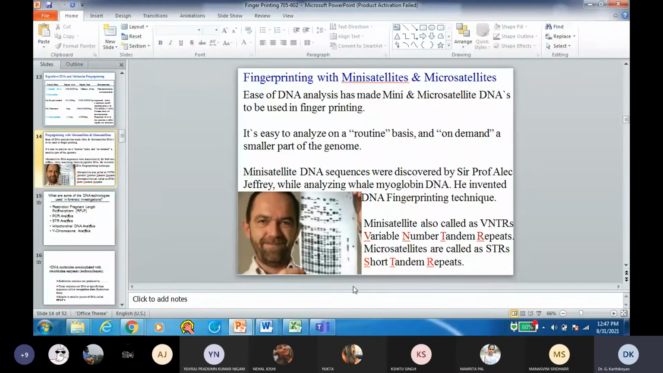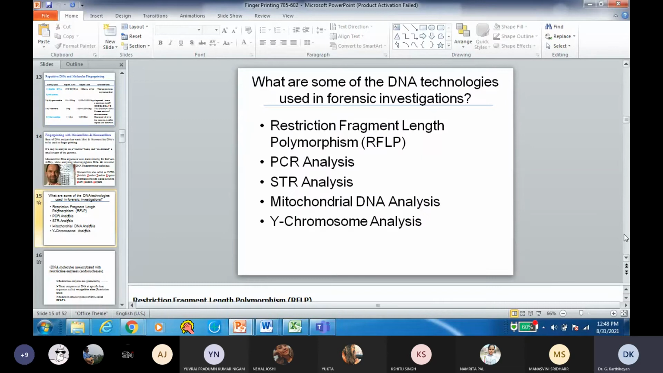Okay, so that's the biggest change that has happened. Some of the DNA technologies that are used in DNA fingerprinting or forensic investigations are RFLP, PCR analysis, STR analysis, and mitochondrial and Y chromosome analysis. For today's class, we look at these three: RFLP, PCR, and STR analysis.